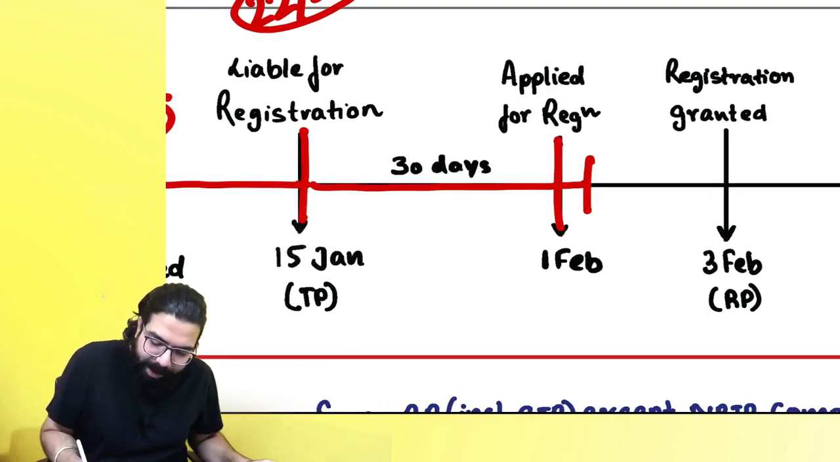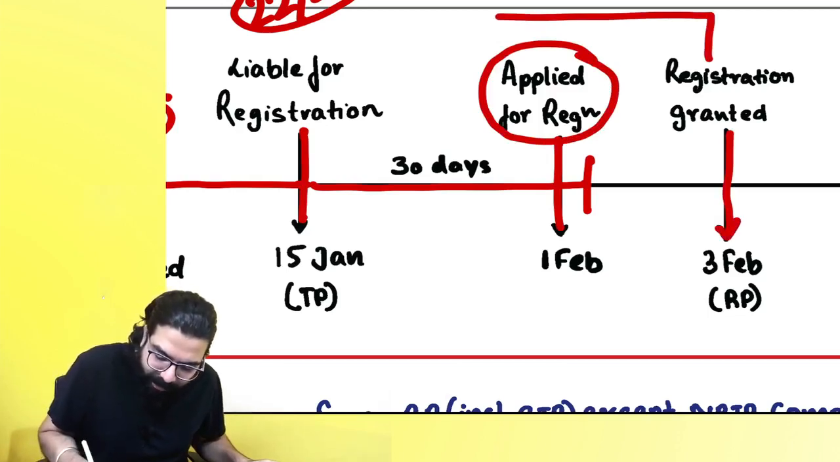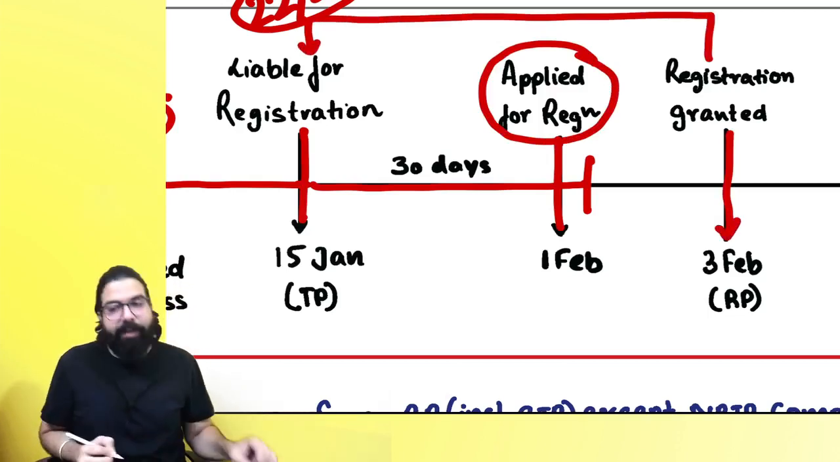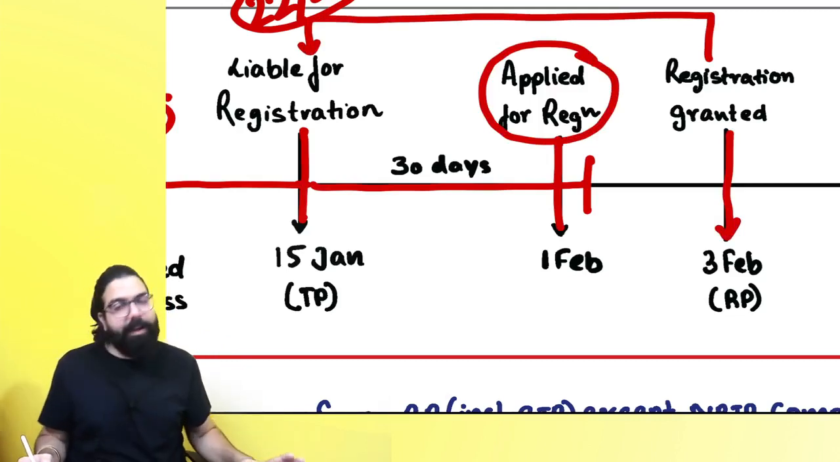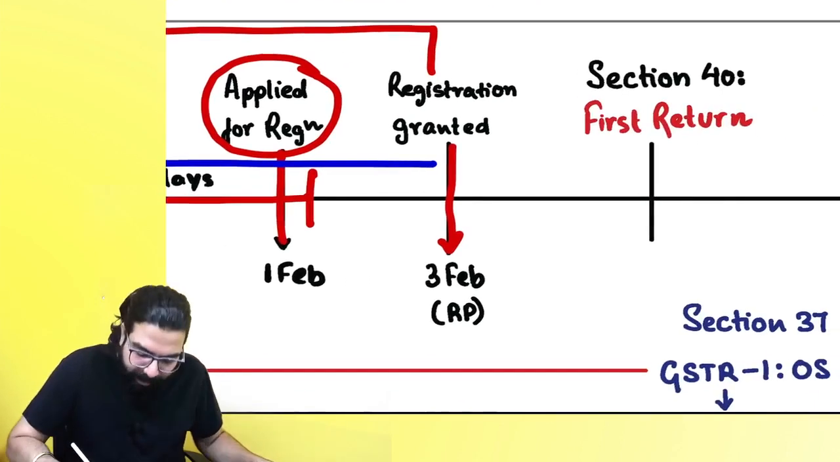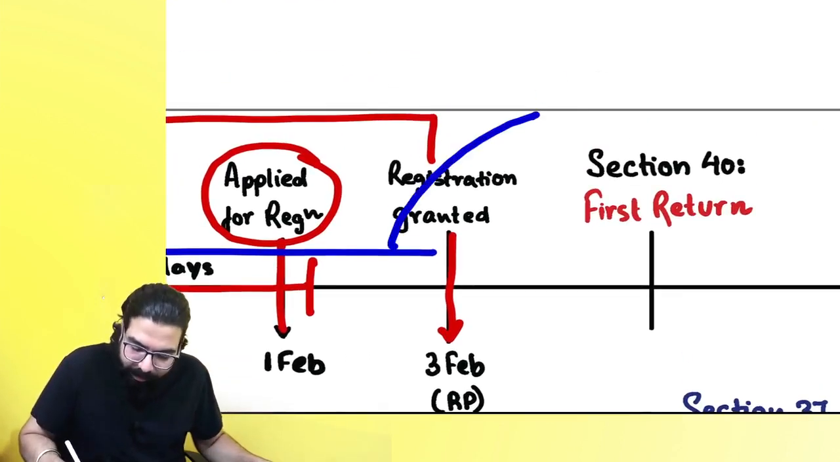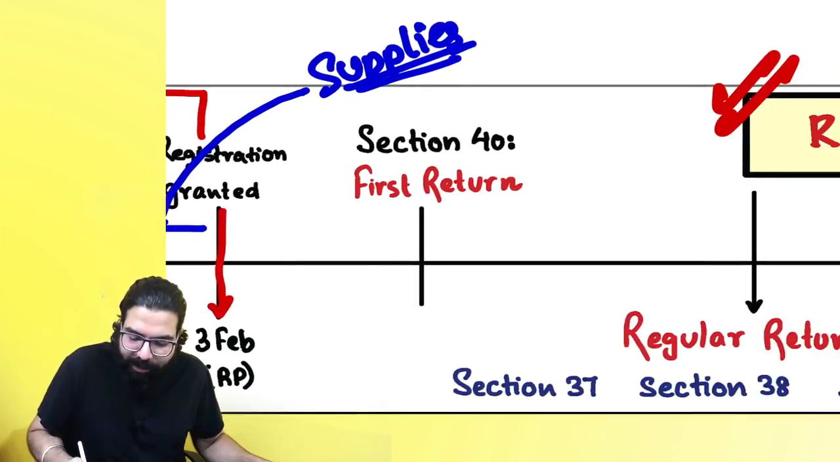You went ahead and applied supposing over here, and here your registration was granted. Registration will be retrospectively effective from the date of becoming liable. Now, sir, from here till here, whatever supplies I have done, because I applied for registration within 30 days, what can I issue, sir?